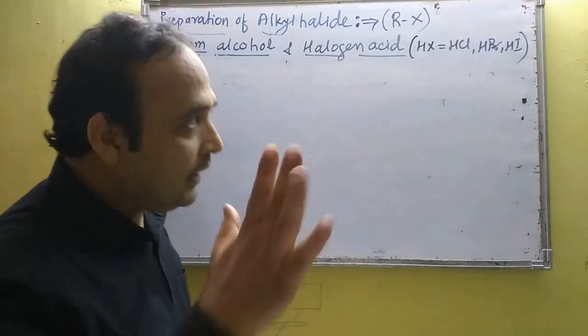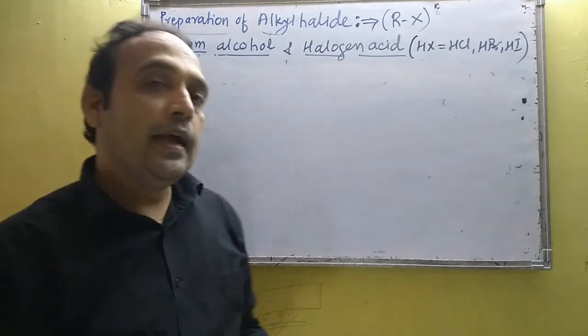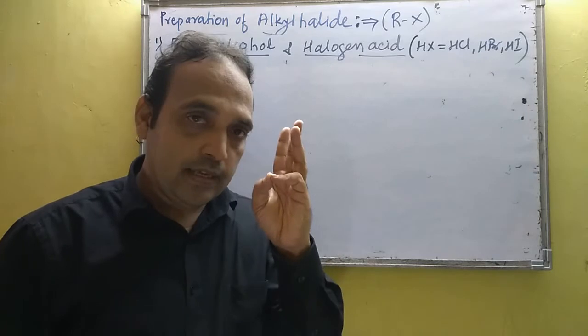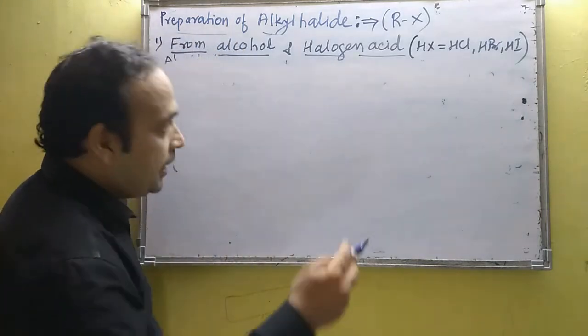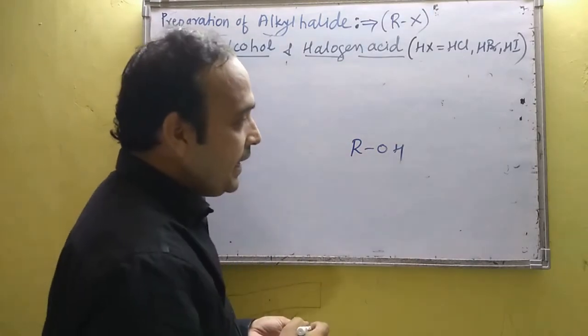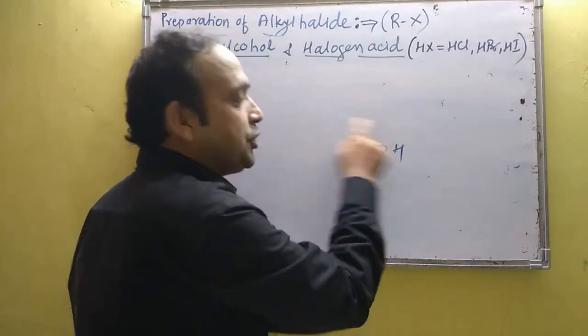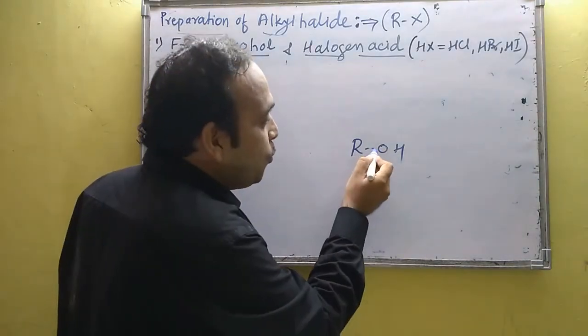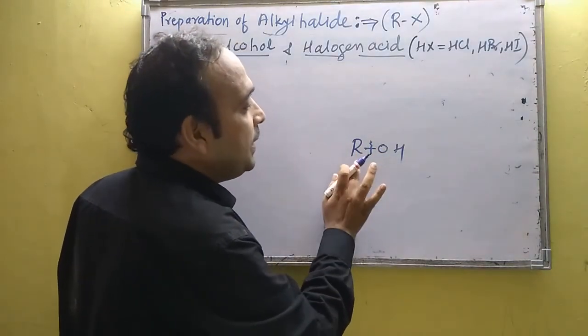Now actually, anhydrous zinc chloride in HCl acts as a Lewis acid. The first role is that it is a Lewis acid. The second role of anhydrous zinc chloride is that it coordinates with OH and weakens the bond between R and O.